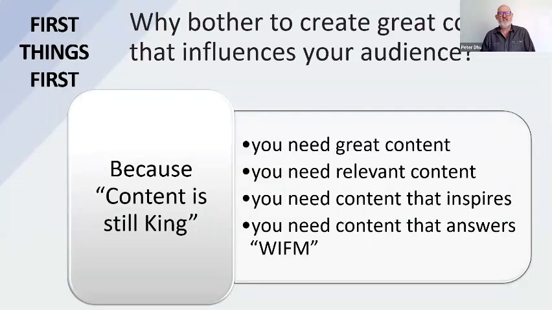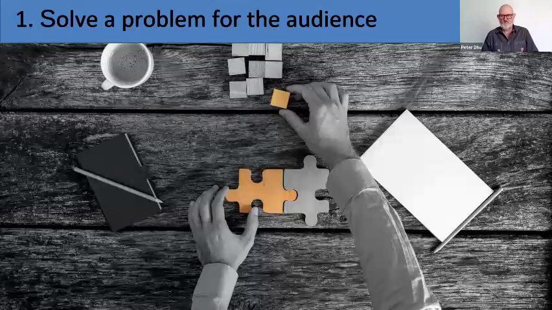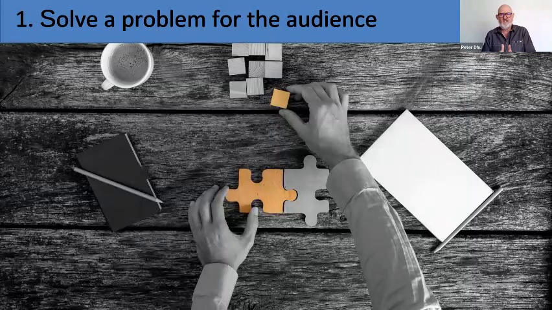So how do we create great content? What's some ideas, some strategies that we can use? So the first one is solve a problem for your audience. What's keeping them awake at night? What are the issues that they're facing? If you solve a problem for an audience, you are going to have influential content.